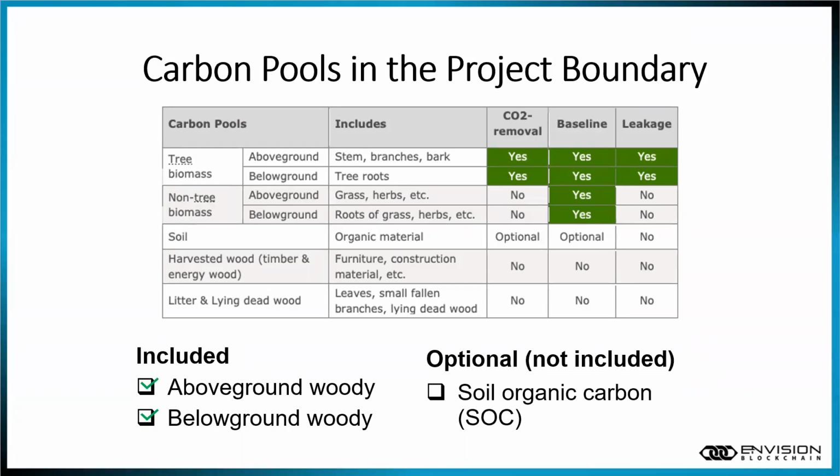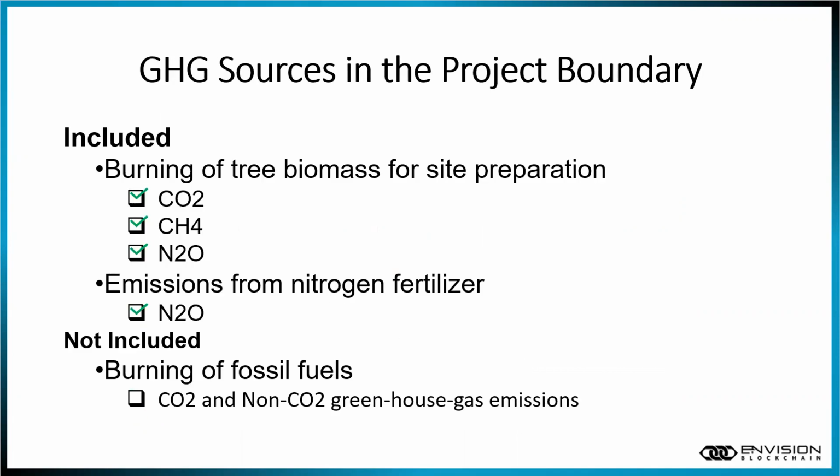Next, we have soil, which is optional in this methodology, but for today's example, we did not include it. And finally, we have harvested wood and litter, which are both not included in this methodology. GHG sources included in this methodology are coming from the burning of tree biomass for site preparation. These emissions are carbon dioxide, methane, and nitrous oxide. Then we have nitrous oxide emissions from the use of nitrogen fertilizer. Emissions that are not included are coming from the burning of fossil fuel. So these will not be accounted for in the schemas, and we could take a look at those.